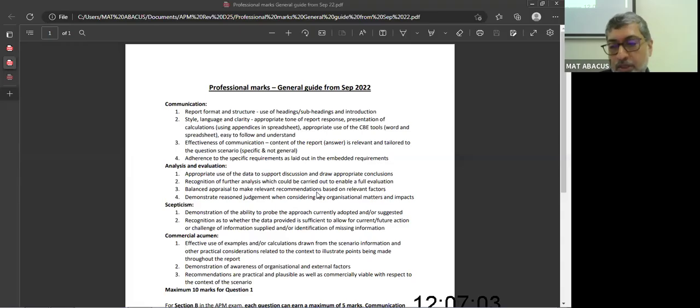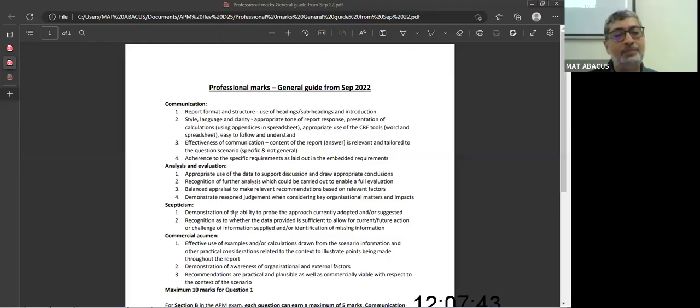Balanced appraisal to make relevant recommendations based on relevant factors. That means you have considered the information we have given to you well, and that's why we give you marks. And demonstrating reasoned judgment when considering key organizational matters and impacts. Again, the only way to do that is to have considered the organizational matters, meaning what we have given to you. So the main point about analysis and evaluation is, have you used what we gave you in the case? If you have, we'll give you analysis and evaluation marks. Simple. So always think, am I using enough of the information given to me?